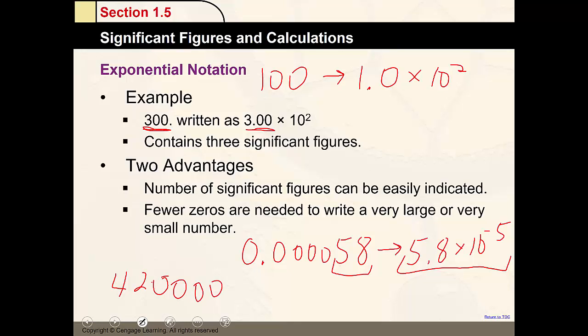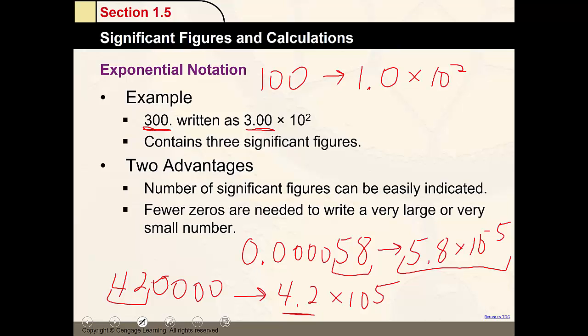So with this number, 420,000, instead of writing out all those zeros, you count over 1, 2, 3, 4, 5. This would be 4.2 times 10 to the fifth. And we write 4.2 because all of these trailing zeros are at the end of the number, and there is no decimal point in that number. So it has just 2 sig figs. So in your answer, in scientific notation, you just indicate that there are 2 sig figs.